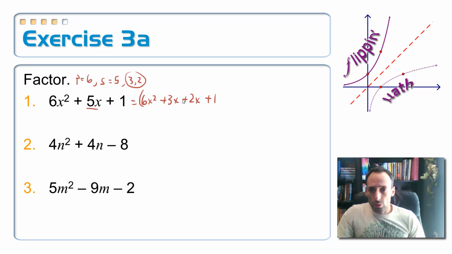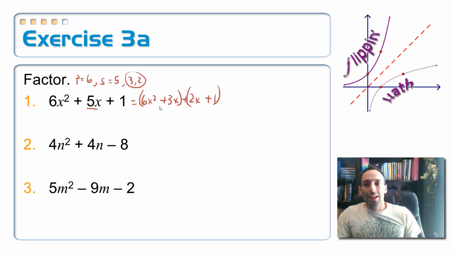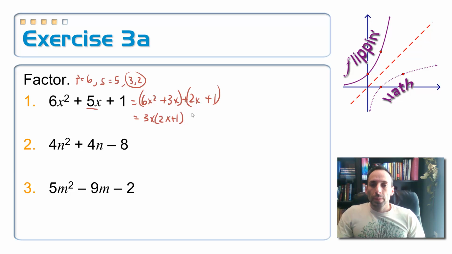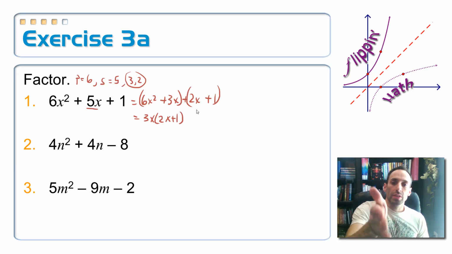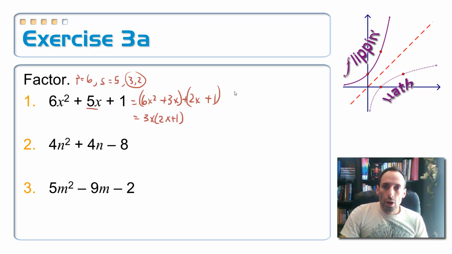Okay, so let's group up the first set. Let's group up the second set. The first set has a common factor of 3x. So I'm going to pull it out: 3x. What's left behind is a 2x plus 1. Okay, if I look at the second set, it says 2x plus 1. It doesn't have a common factor.